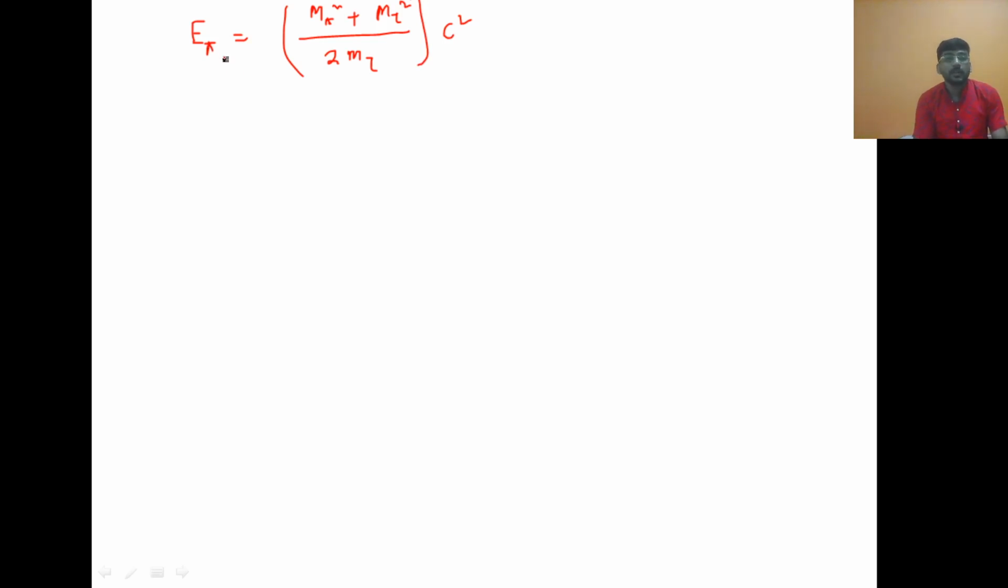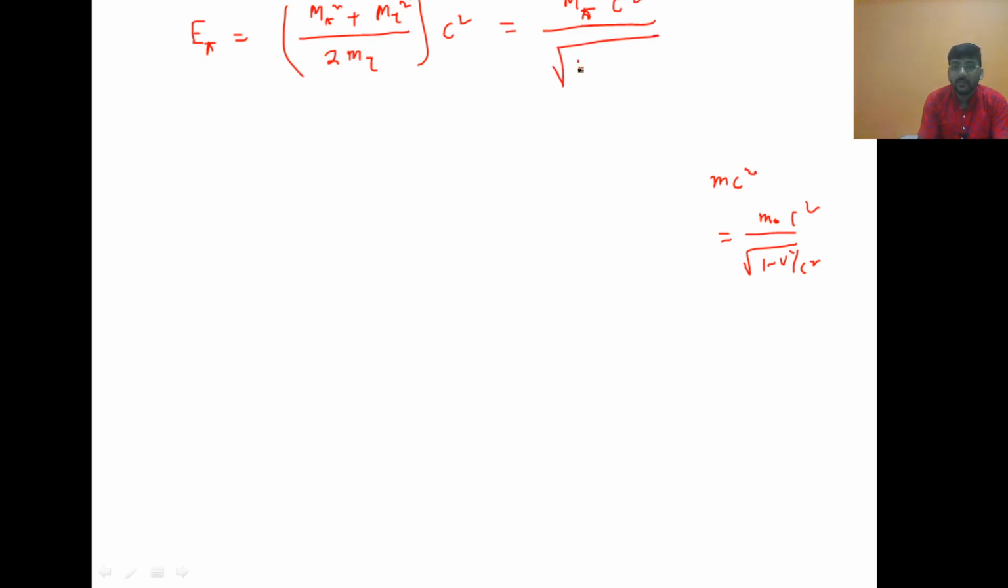Now we know the relativistic energy. The relativistic energy is mc square, and m can be substituted as m0 divided by root 1 minus v square by c square. So this is the relativistic energy. We can write here m0 as m pi, so m pi into c square divided by root 1 minus v square by c square.